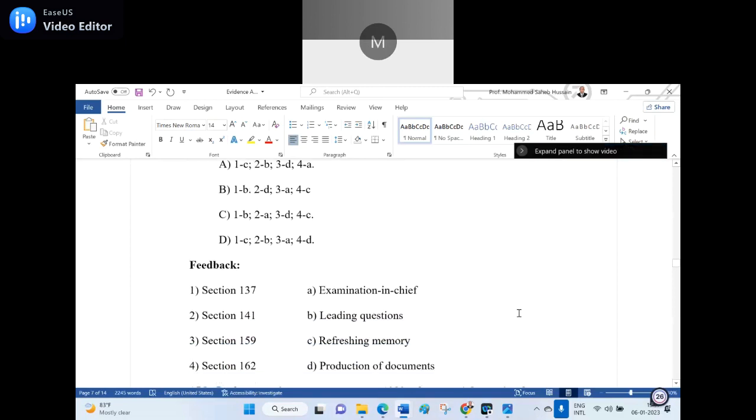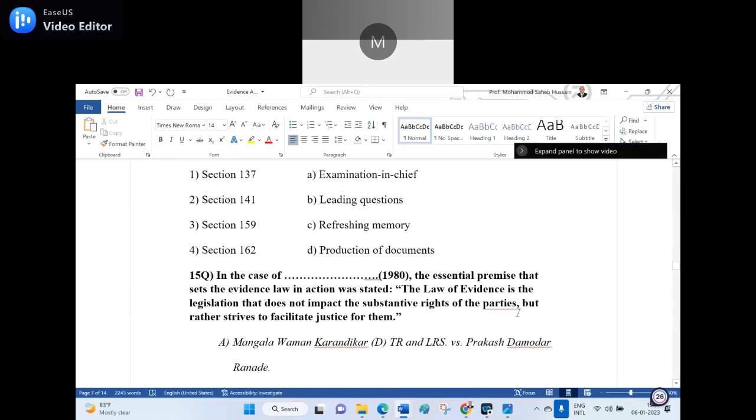Section 137 deals with the examination in chief. Section 141 deals with the leading question. Section 159 deals with the refreshing memory. Section 162 deals with the production of documents. Now the next question, 15th question.